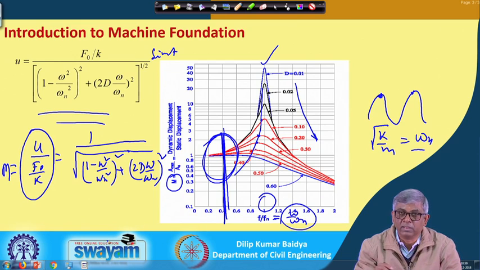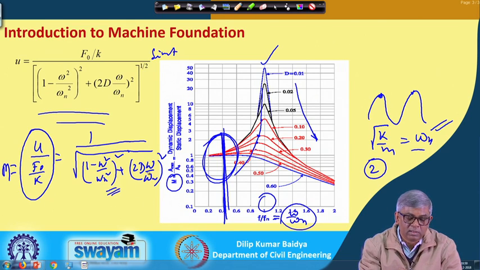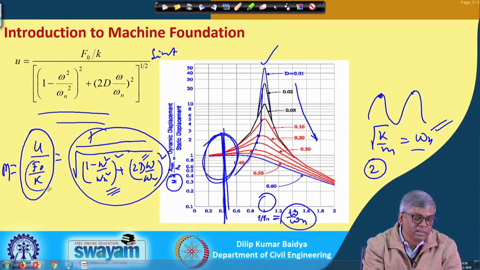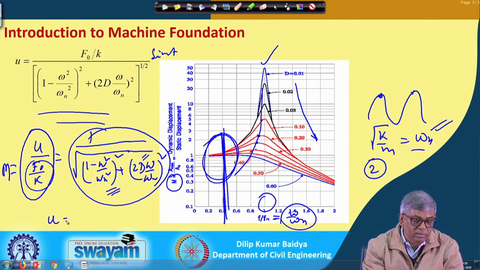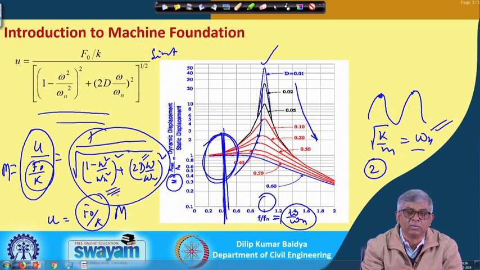And suppose I want to find out the amplitude at some frequency ratio. Omega n is known, and suppose my frequency is double the omega n, so omega over omega n is 2. Then first I will find out this quantity: I will put omega over omega n equal to 2 and damping some value, suppose 0.1, then I will get this value. This value multiplied by F naught by k will be your amplitude. So, the amplitude u will be equal to F naught over k multiplied by the magnification factor. The magnification factor is this value.